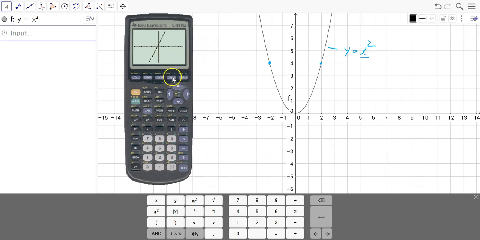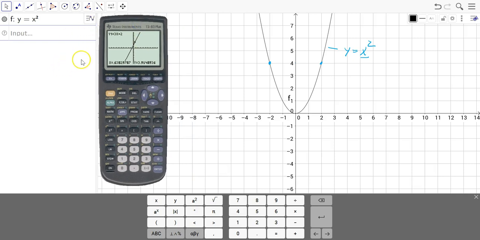And you can even trace along it if you hit the trace button. It puts a little cursor right there, x is 0, y is 2, and you can move along the curve using the left and right arrow buttons. So you see, like right now, x is approximately 2, well, it's about 2.1, y is 8.4 approximately. Alright, so that's how you can graph equations with the TI-83.